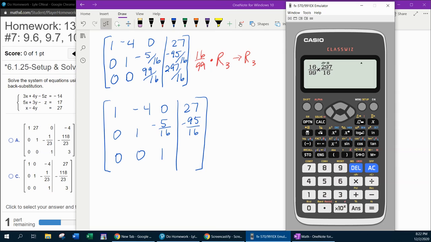And I know that those 16s are going to cancel. I just don't know if this other fraction is going to reduce. And the calculator does it for me. That's why I like to use the calculator, is it takes care of all the manual labor. So that result is 3.